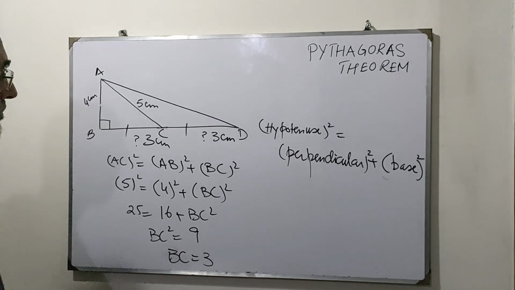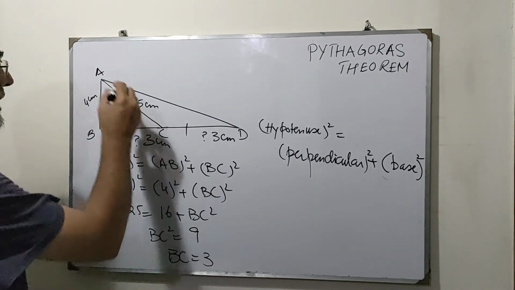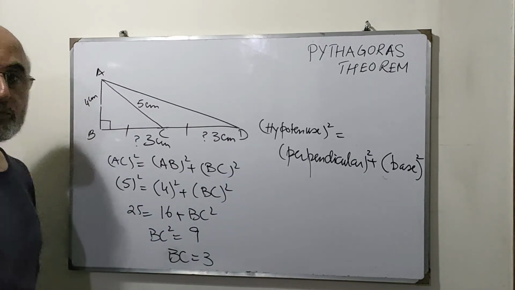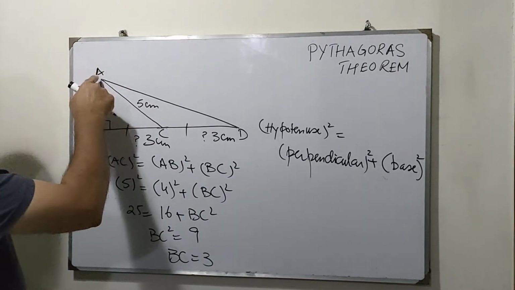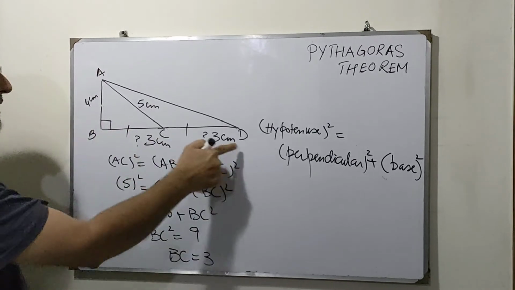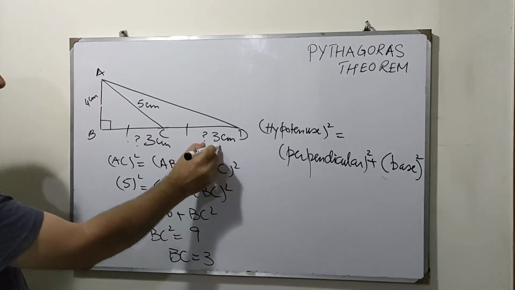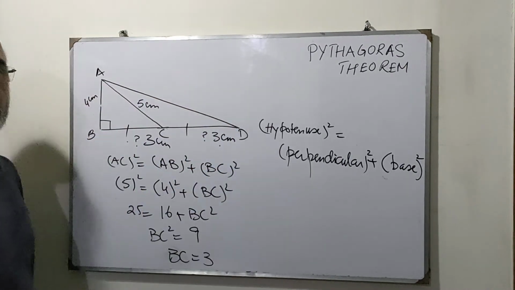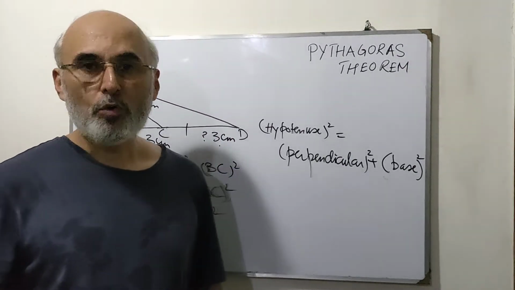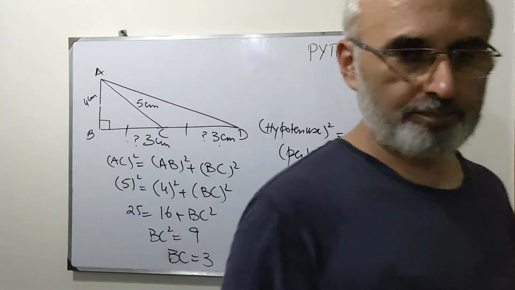Okay. Now if we want to find AD, what do we have to do? We will consider triangle ABD. This is right angle, right? So this is 3 plus 3 is 6, this is 4, and we can find this AD easily. Okay, one more example.